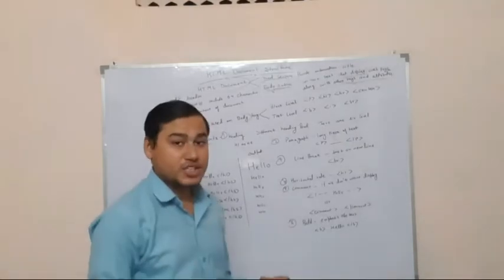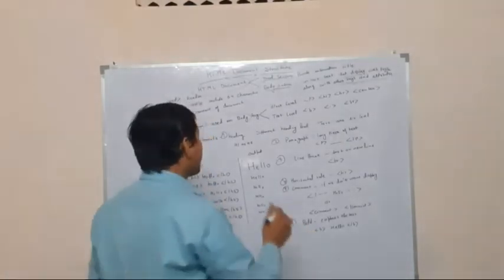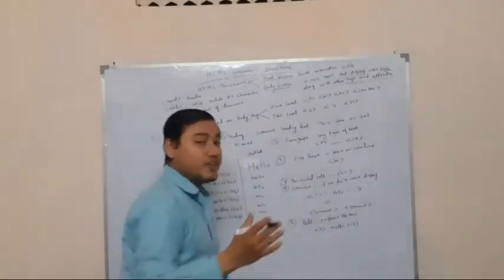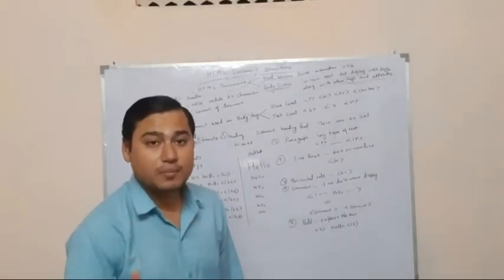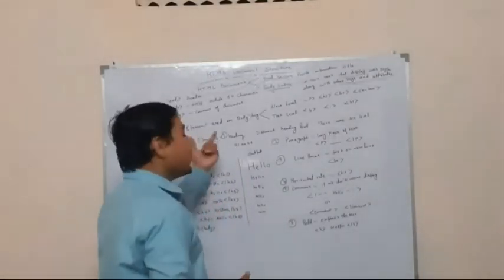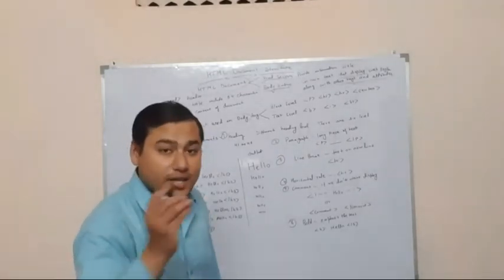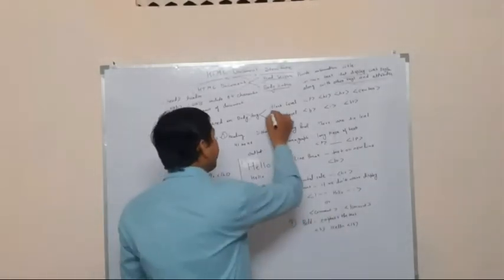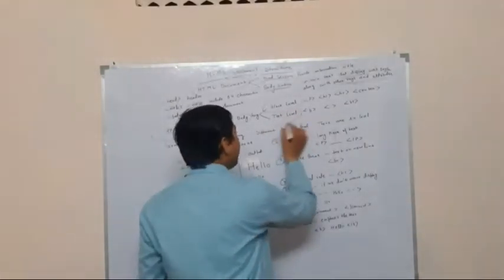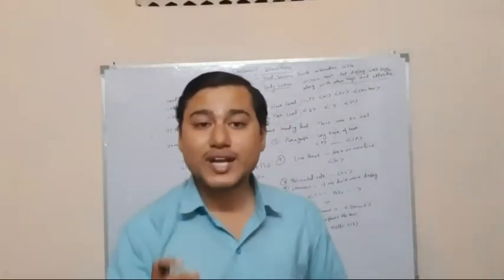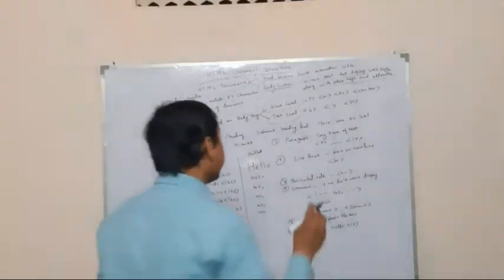So in the body section there are two types of levels of elements in HTML. In the body section there are two types of elements. The first level is called block level element and the second one is text level element.